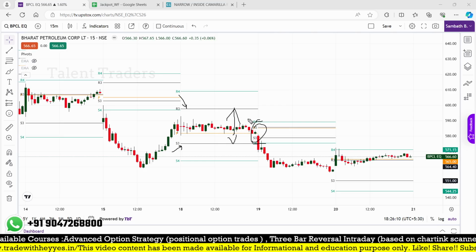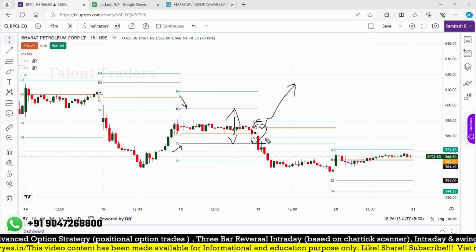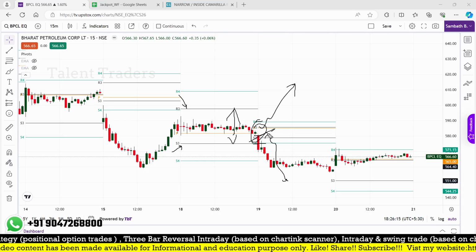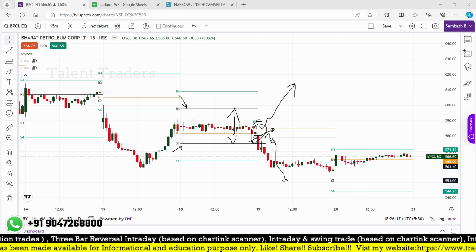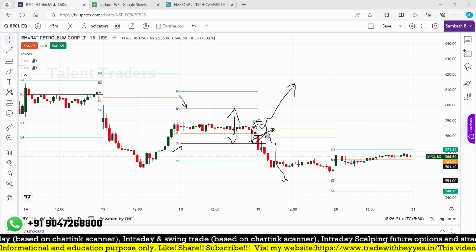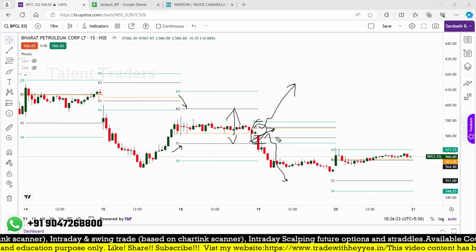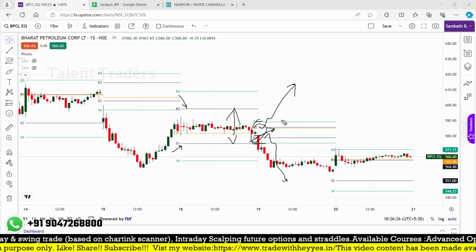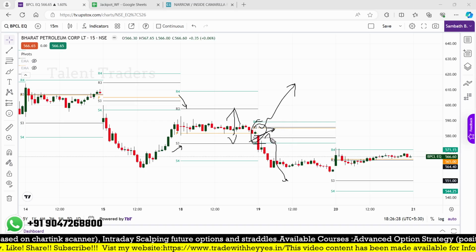In such a case we can expect a breakout on either side. It is not like a narrow range, it is inside between the previous R3 and S3 levels. For such stocks, if they break R4 or S4, there is a good movement which we can expect.